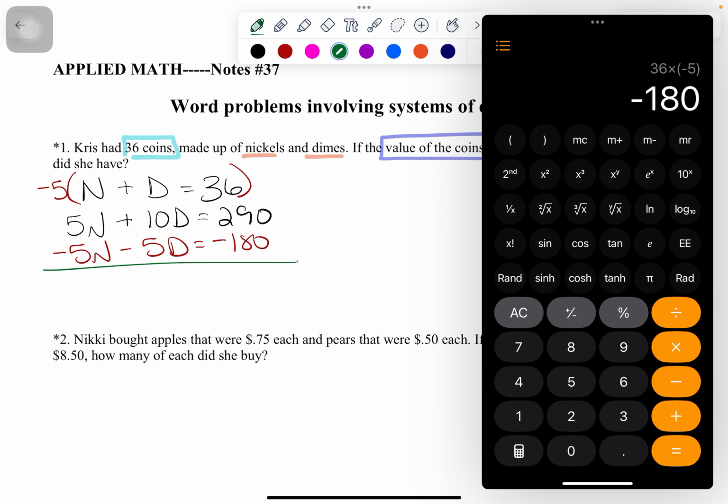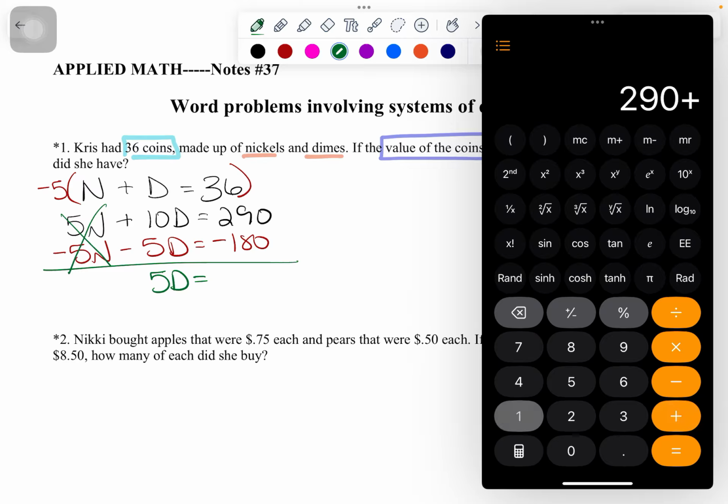Now I'm going to take the original equation for value and the one I just created by multiplying the top equation through by negative 5. So 5N plus negative 5N, gone. That's the whole elimination process. 10D minus 5D would be 5D. And then 290 plus negative 180 would be 110. Then I want to divide both sides by 5. All right, so D is equal to 22.